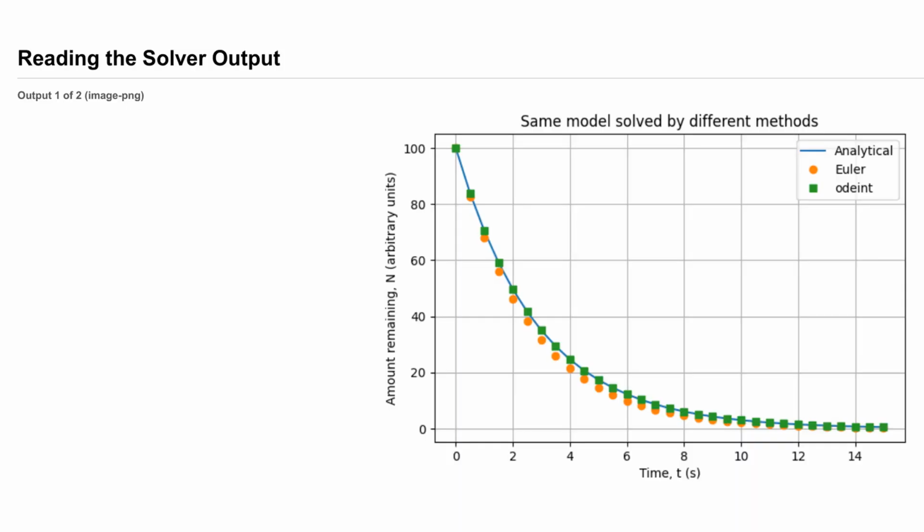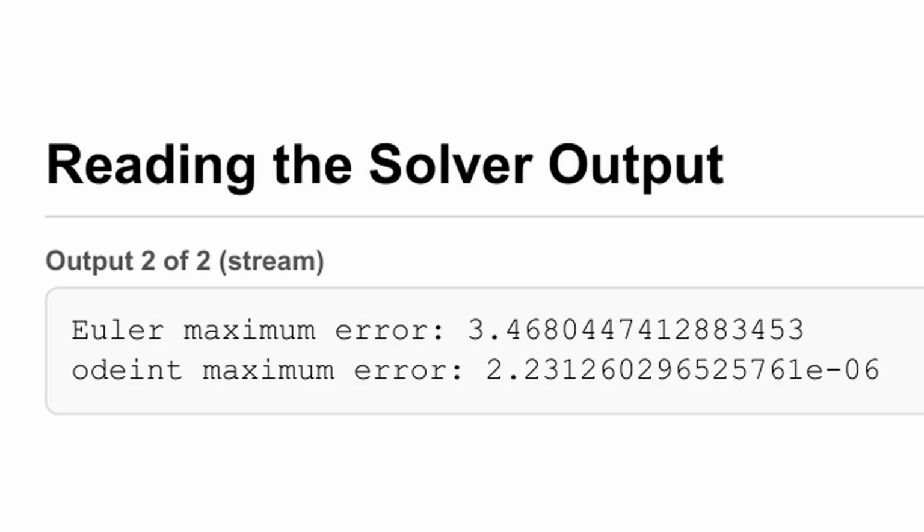In this comparison plot, the green squares from odeint lie exactly on the analytical line, while the orange circles from our manual Euler method drift slightly off the true path. The error output provides the final verdict. The Euler method has a noticeable error of about 3.4, whereas the odeint solver reduces the error to a microscopic level for the exact same physical model.